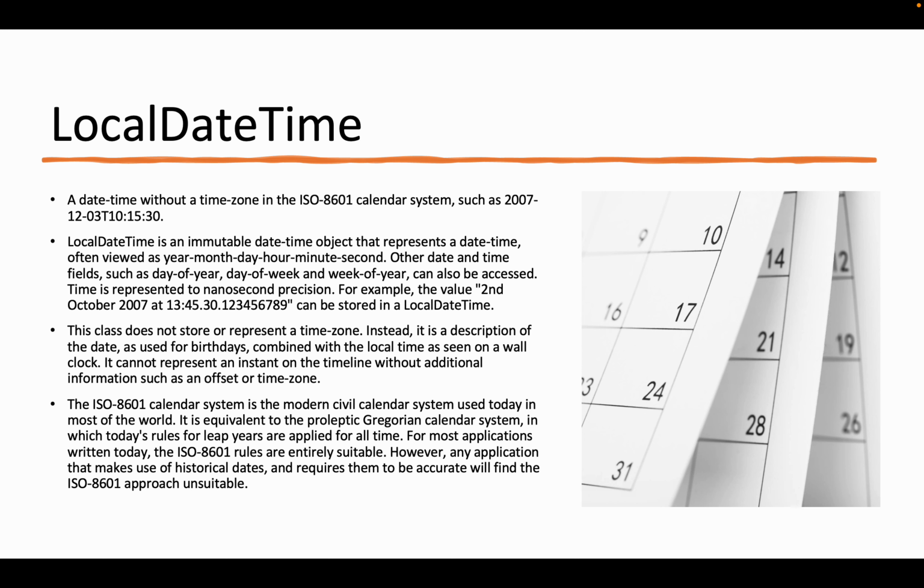For instance, the value 2nd October 2007 at 1 p.m., 45 minutes, 30 seconds, and nanoseconds can be stored. And also, as with the others, it does not represent a time zone. It's just a description of a date as used for birthdays, combined with local time as seen on the wall clock. It cannot represent an instant on the timeline without additional information such as an offset or time zone.